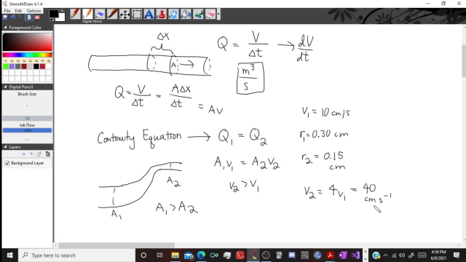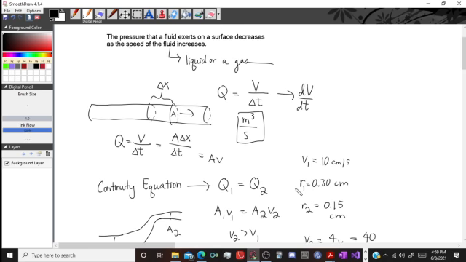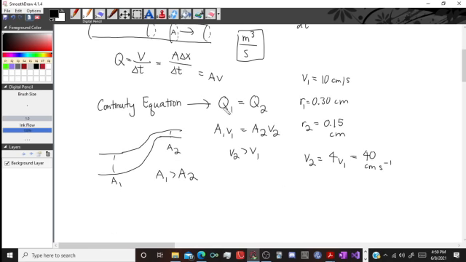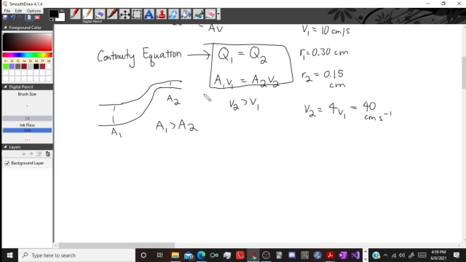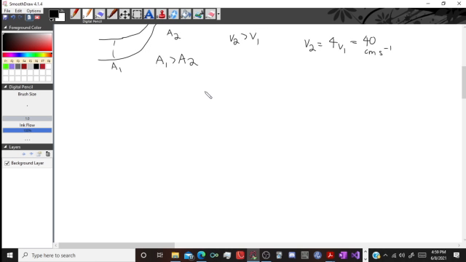Wait, did I get that right? Yeah, okay, yeah, 40 centimeters per second. And yeah, so that is how you would use the continuity equation. Very important to remember. And the continuity equation is not to be mistaken for Bernoulli's equation, which is what I'm about to get to next. It's a more universal version of the continuity equation because it works for different pressures as well. But it's also a little harder to memorize.